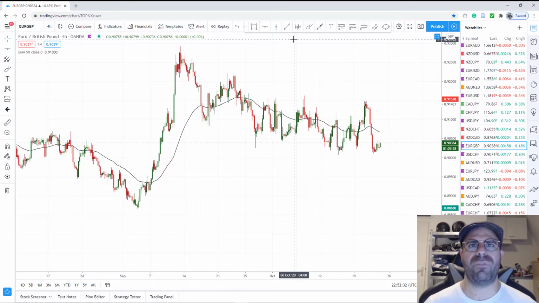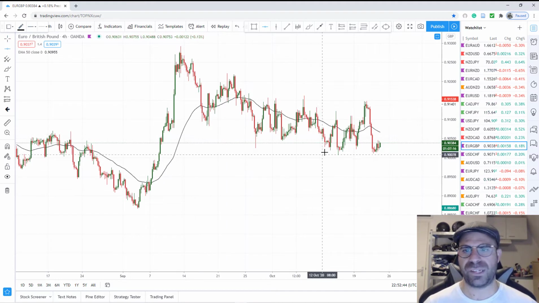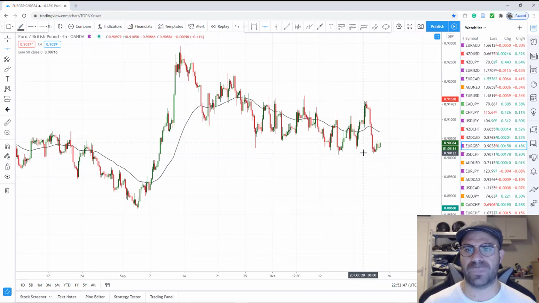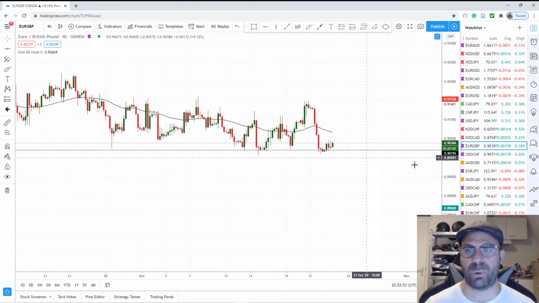Myth number one for every beginner who wants to draw support and resistance is that support and resistance are just a simple line, a simple horizontal line. Let's take this example over here and you say, this is a beautiful support. And you draw this line. Let's say that you draw it right here at this spot over here.